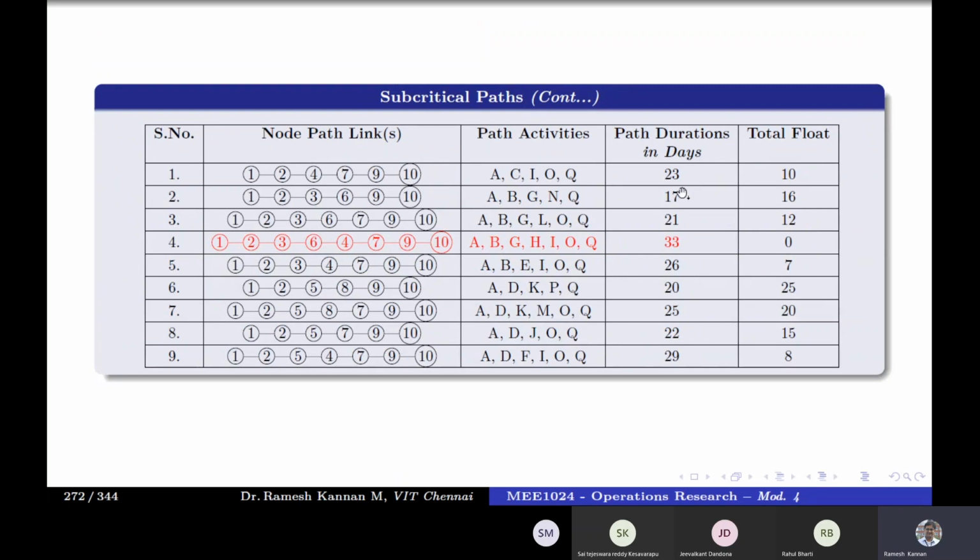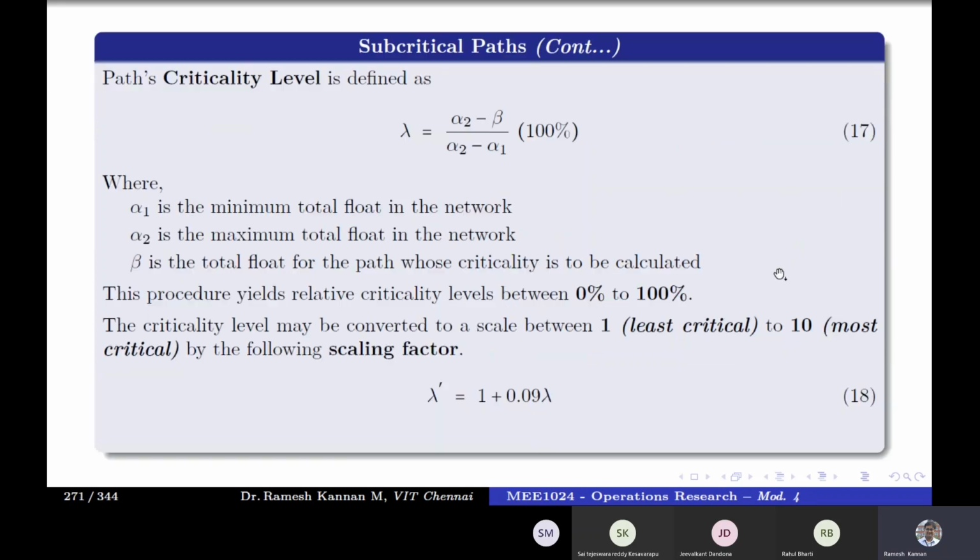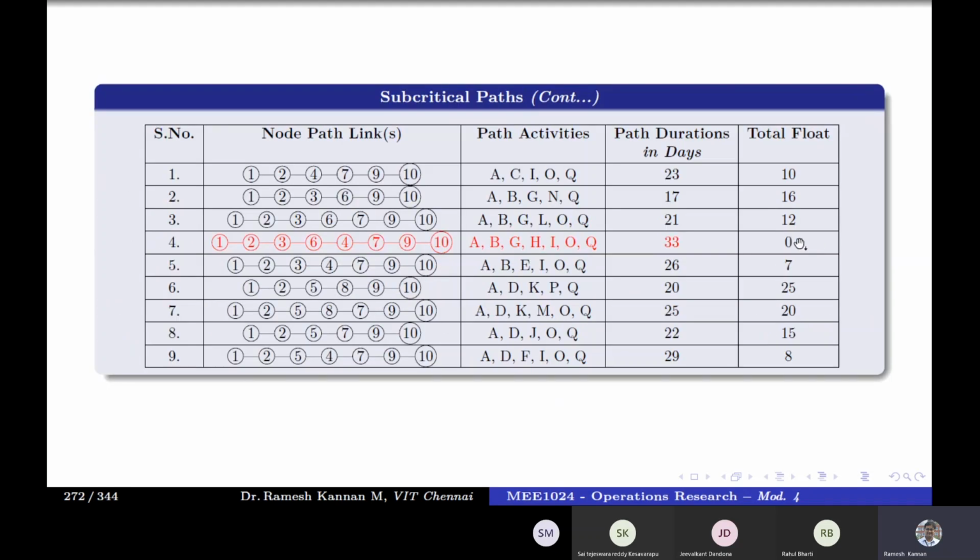But if you take a look, this path has got 10 buffer days, then this path has got 16 buffer days. The maximum buffer is here. This path 1, 2, 5, 8, 9, 10 has got 20 duration, but it has got a buffer of 25 days. So this is alpha 2, which is the maximum buffer in the network. Minimum is 0. This will become alpha 1. And beta is what we will be calculating, beta for individual paths.